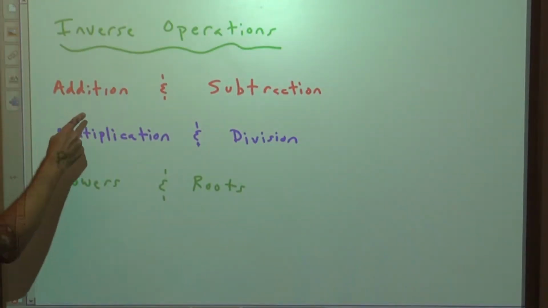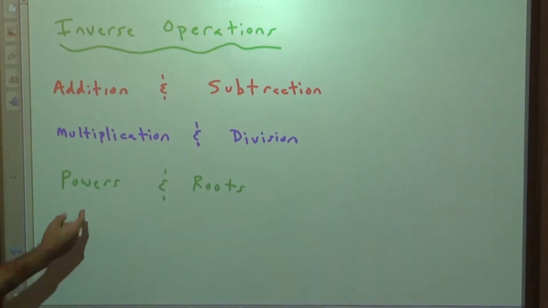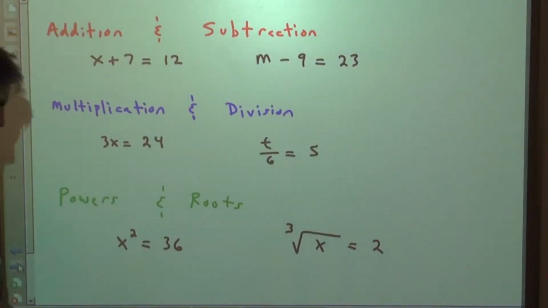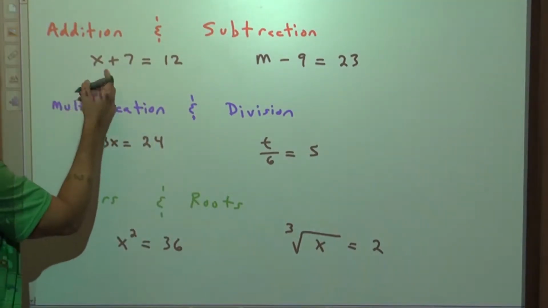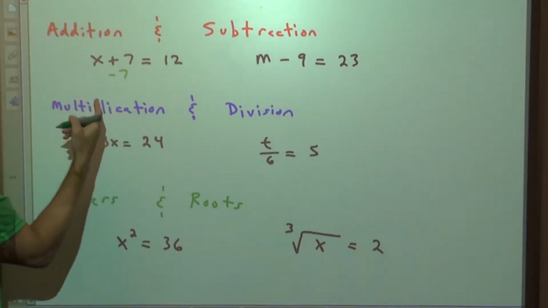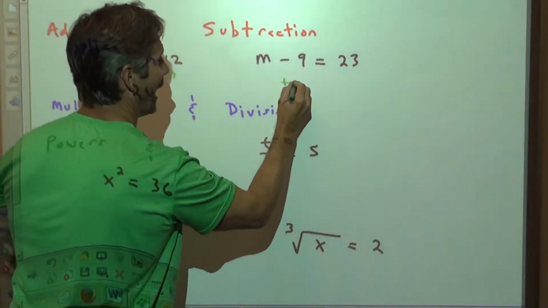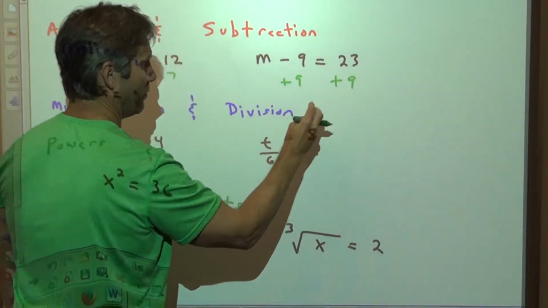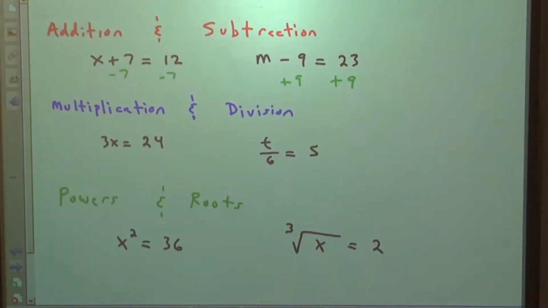You've got addition and subtraction are inverses of each other. Multiplication and division, and powers and roots are inverses of each other, so they're pairs. Why is that? Well, if you were going to solve this equation right here, what would you do to get rid of the 7 that's attached by addition? You would use the inverse operation of subtraction and do that to both sides. Over here, you would add 9 to both sides. You would use addition to counteract subtraction because they're inverse operations.